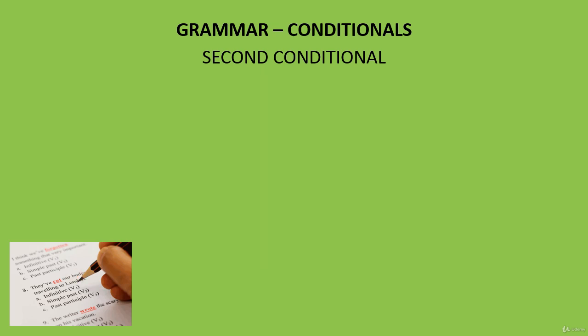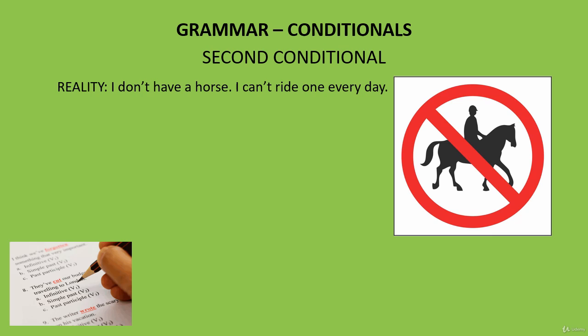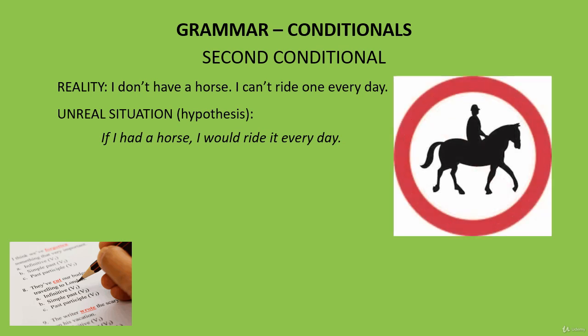Look at this. The reality is I don't have a horse, so I can't ride one every day. The unreal situation, the hypothesis, the hypothetical present, is positive. If I had a horse, I would ride it every day. In this sentence, the reality is negative, so the unreal situation is positive.